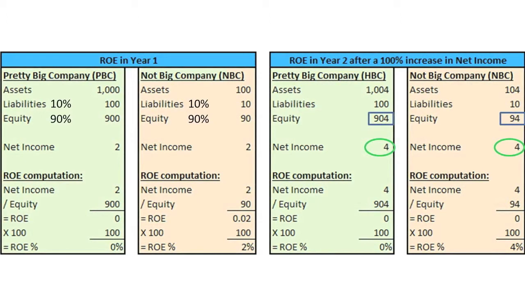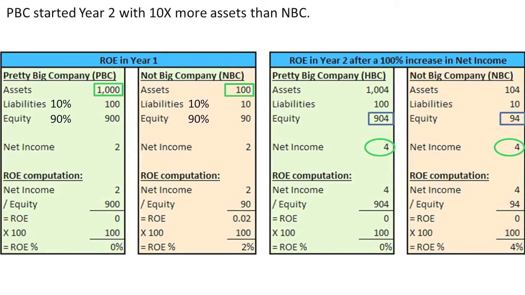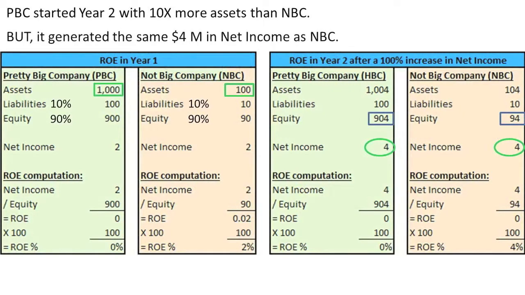In fact, some users average the beginning and ending shareholder equity and use that as the denominator in the ROE formula. In the example below, pretty big company, PBC, started year 2 with 10 times the amount of assets that not big company had. But it still only generated the same $4 million in net income.